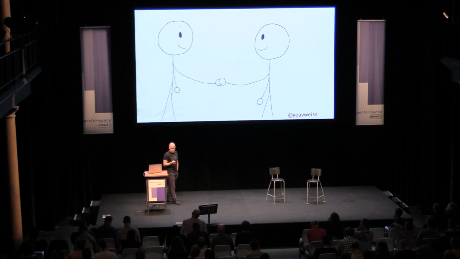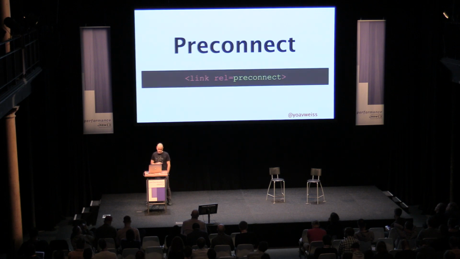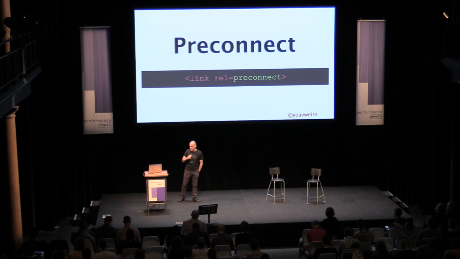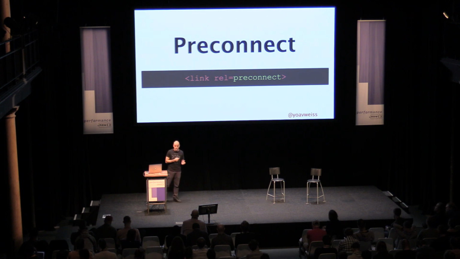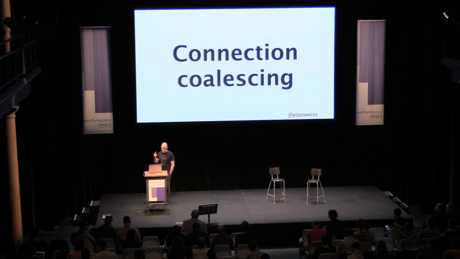So we've seen connection establishment as something that also takes a large number of RTTs, and it would be great to get rid of that problem or get around it. One way to get around it is using Preconnect in order to just get that connection establishment ahead of time and move it out of your critical path. So get all the handshakes out of the way.